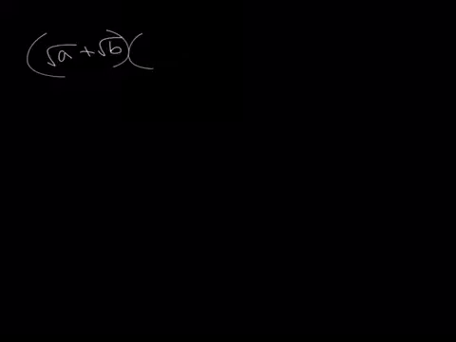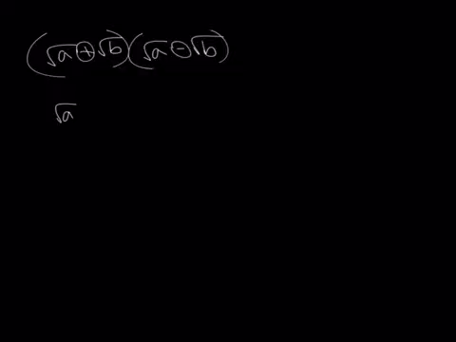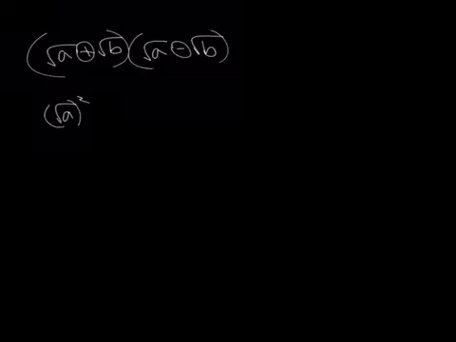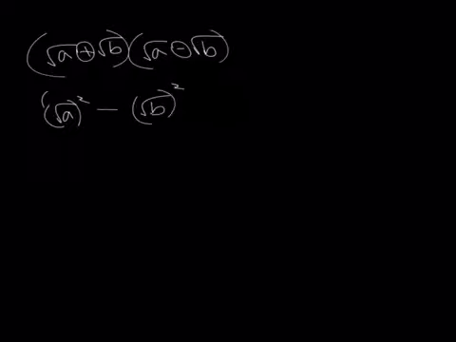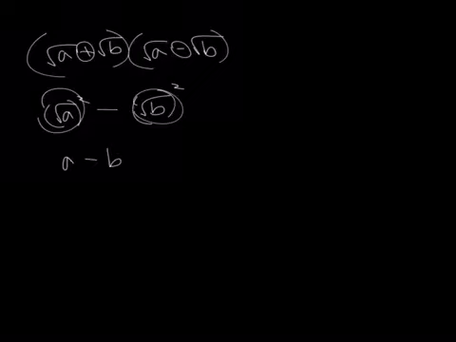So let's do square root of A plus square root of B times square root of A minus square root of B. This is example 14. Now you can see they're conjugates. Both terms are the same. The only difference is one has a plus, one has a minus. So we take the square root of A and square it, square root of B and square it, and put a negative. This here is A, this here is B, and you're done. That's all there is to it.